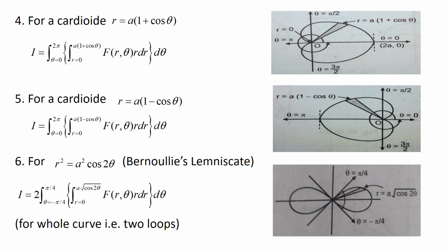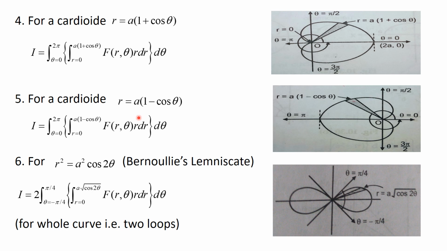Look at this sector where r equal to 0 to r is equal to a into bracket 1 plus cos theta, which is nothing but our sector which we want to move on, and the range for theta, for completing the loop, is theta equal to 0 to theta equal to 2 pi. So for the cardioid r equal to a into 1 plus cos theta, r varies from 0 to r equal to a into 1 plus cos theta, and theta varies from 0 to 2 pi. If we are interested in the part above the x-axis, then we consider r equal to 0 to r equal to a into 1 plus cos theta, and theta varies from 0 to pi.